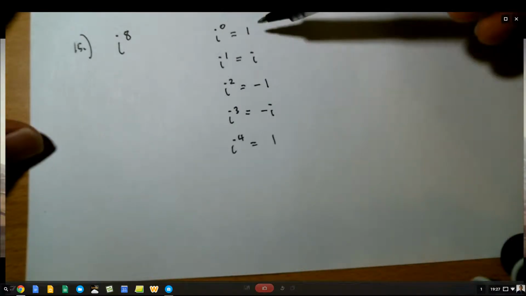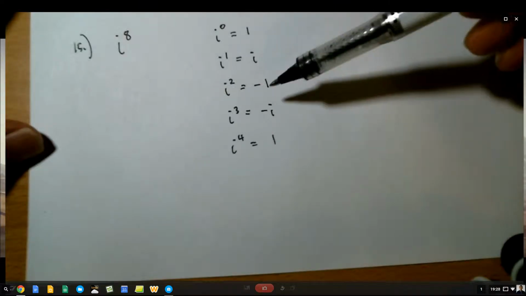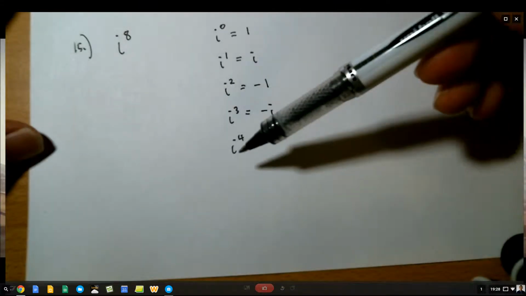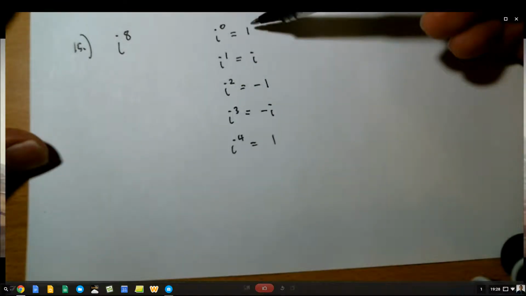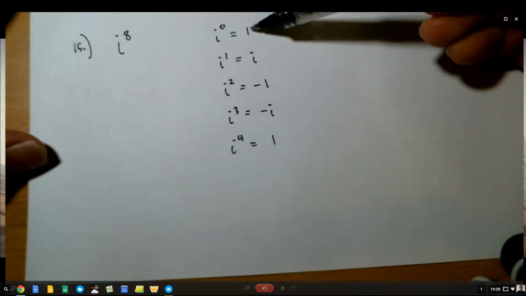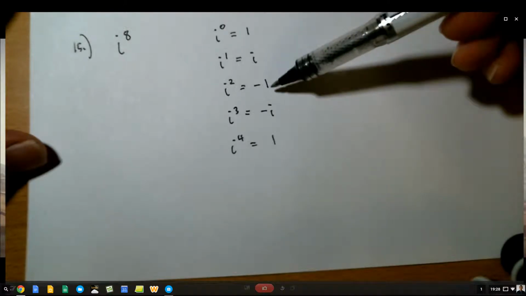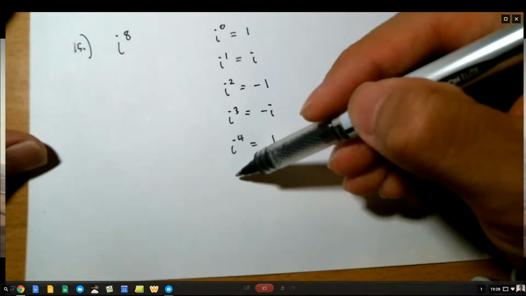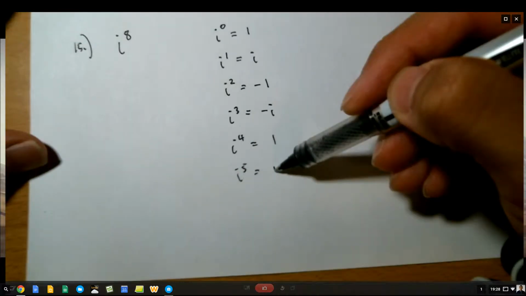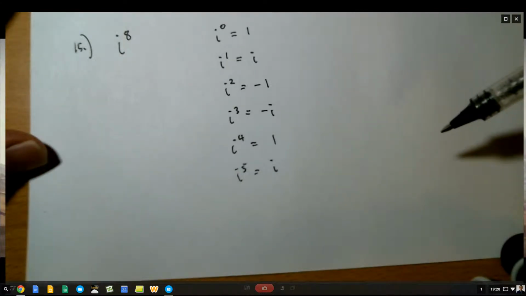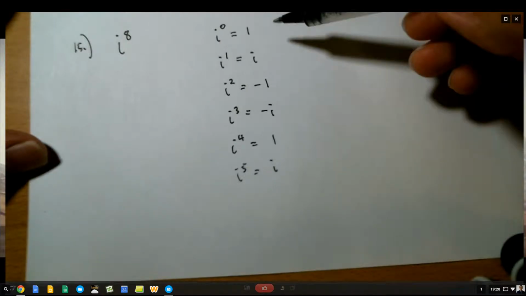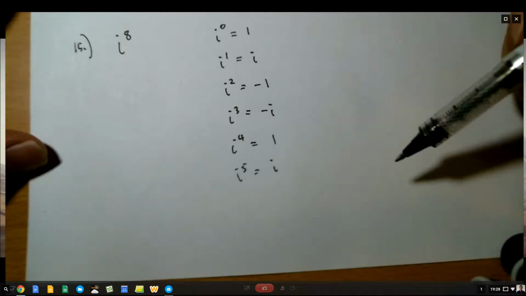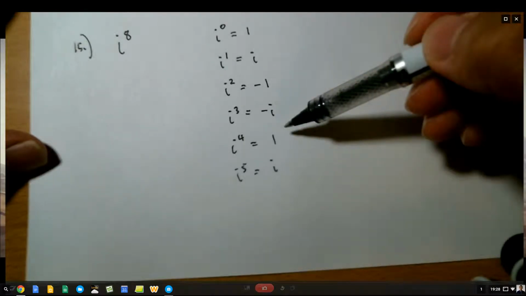We saw that i to the 0th is 1, i to the 1st is i, 2nd is negative 1, 3rd is negative i, and once you get to i to the 4th, it repeats. So the pattern goes 1, i, negative 1, negative i, 1, and then after that, i to the 5th is just i again. So we saw in class that the pattern repeats every 4 terms. Every 4 terms it repeats.